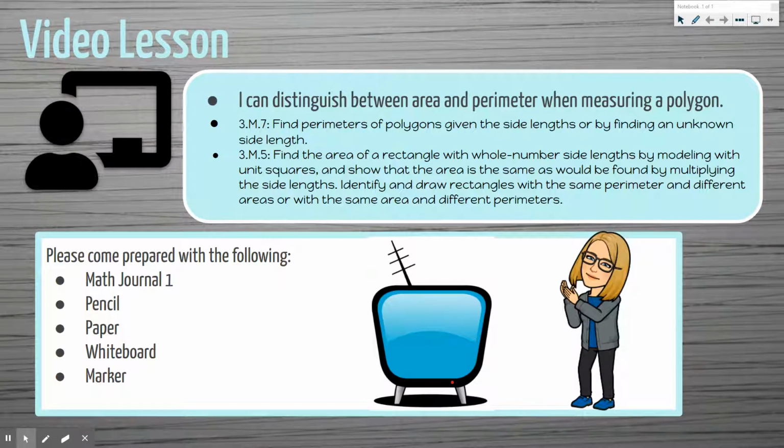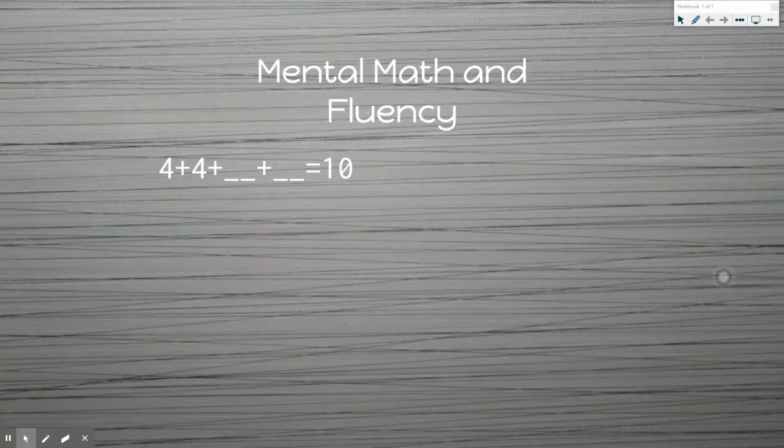So our goal for today is: I can distinguish between area and perimeter when measuring a polygon. For this lesson, you need your math journal and a pencil. You might need your whiteboard and marker to write down a few things. So make sure you have those things right now.